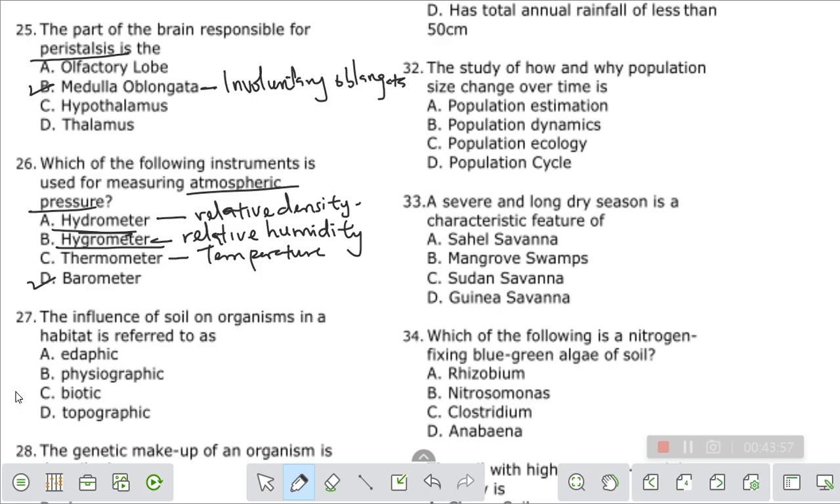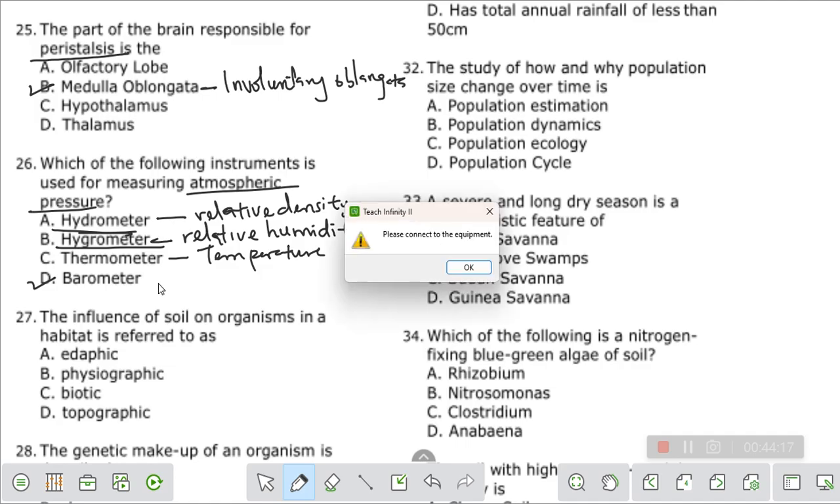Now the genetic makeup of an organism is described as, I taught you this: allele, chromosome, phenotype, and genotype. What's the answer? That's genotype. You can see that all the things I taught you, live and direct, they're just coming out. That's the genetic makeup of an organism.